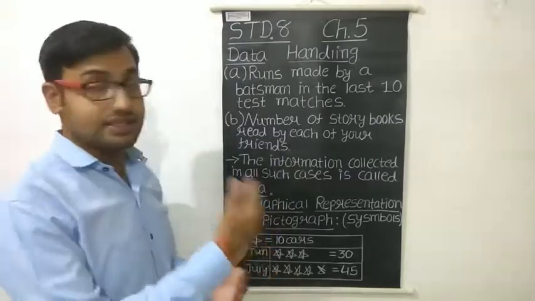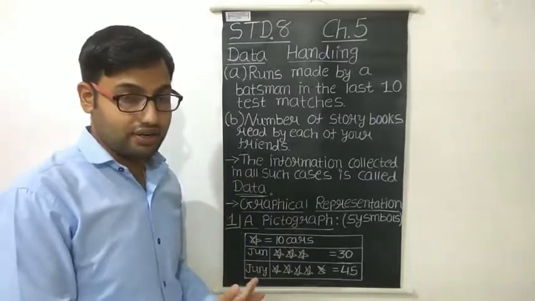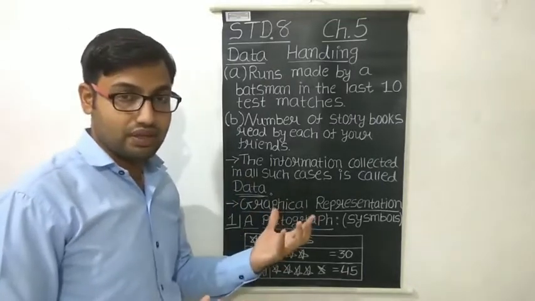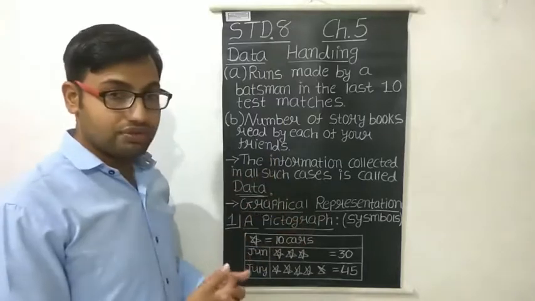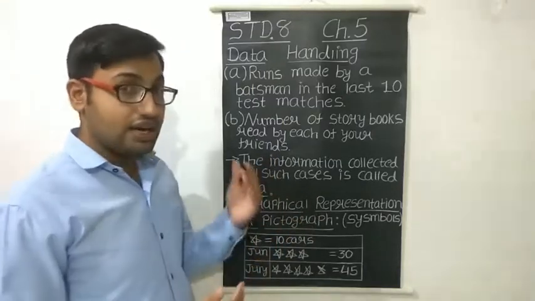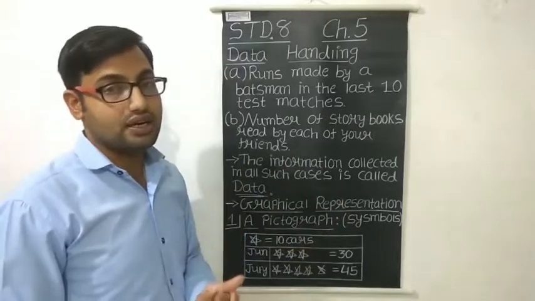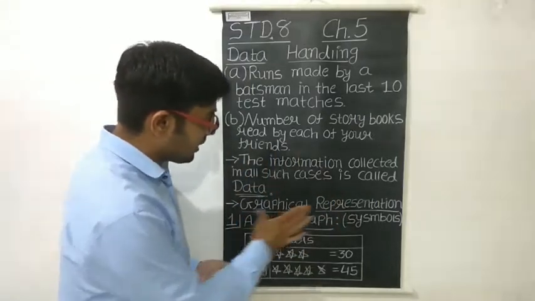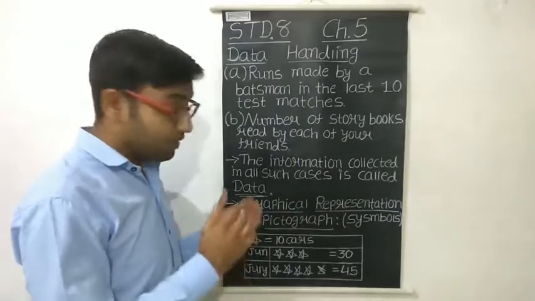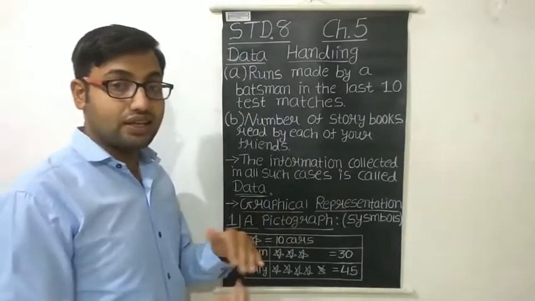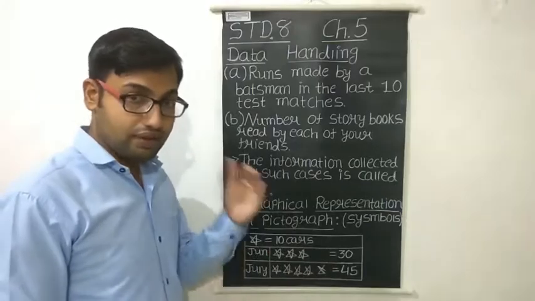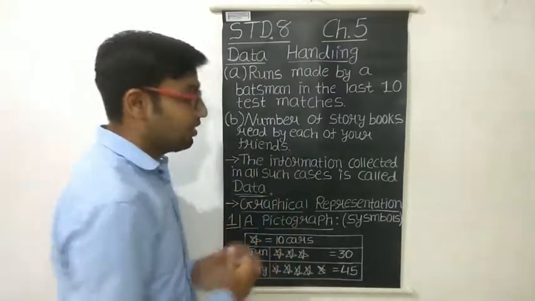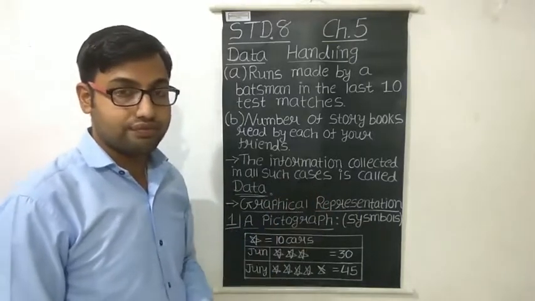In previous classes, in standard 7, you have studied how to represent the data. Let us see some of the methods that you have already studied. The first method is the graphical method. We can represent the data in graph form. By drawing the graph, we can represent the data. That is called the graphical representation of the data.